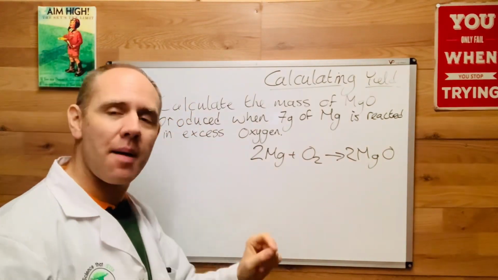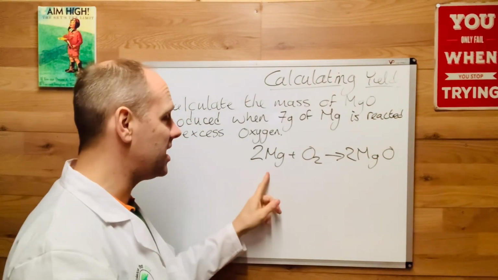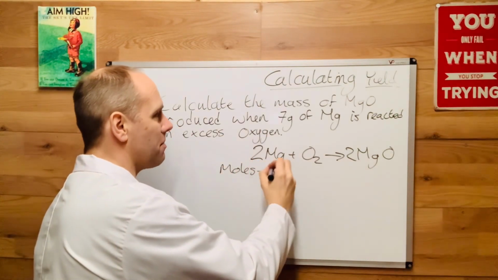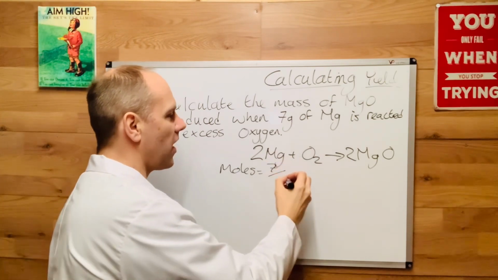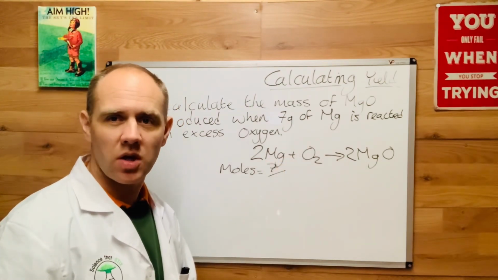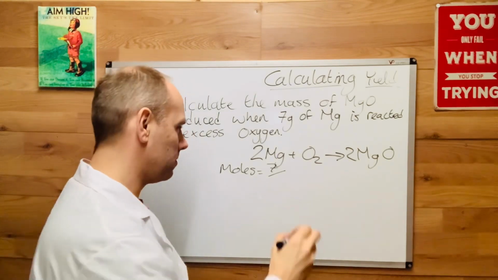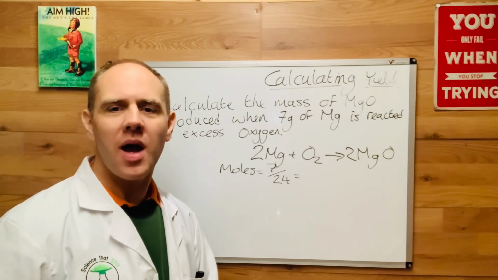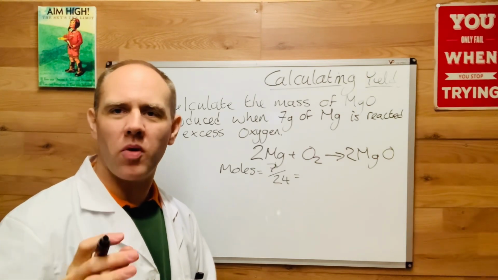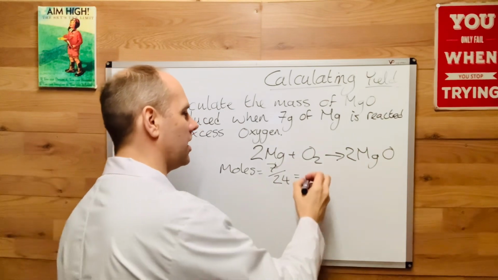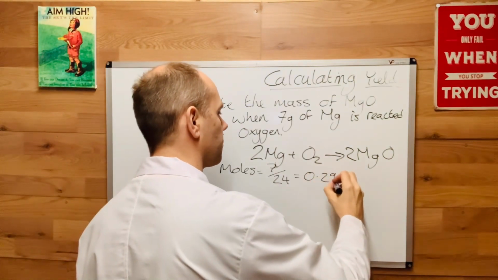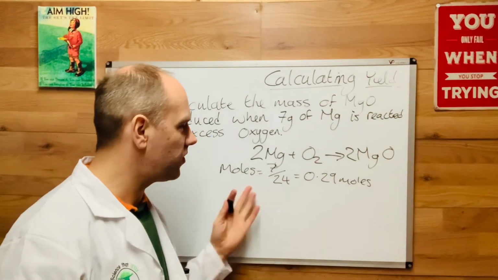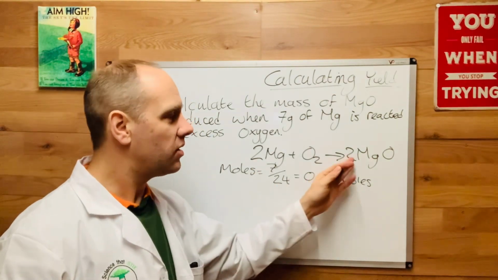Firstly, I need to find out how many moles are in 7 grams of magnesium. Easy enough. So the moles is equal to the mass, which is 7 grams, divided by the relative atomic mass, which happens to be 24. 7 divided by 24 happens to be 0.29. It goes on a bit, but I'm going to leave it at 0.29. The 2 at the front is irrelevant in terms of this calculation. And the same is true there.